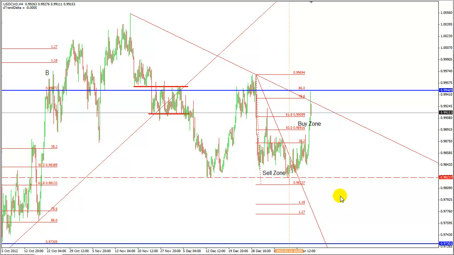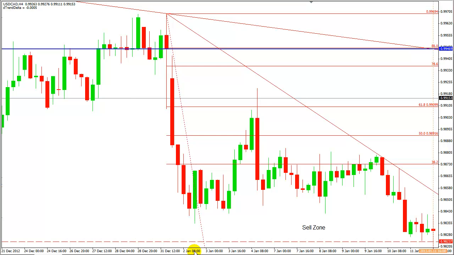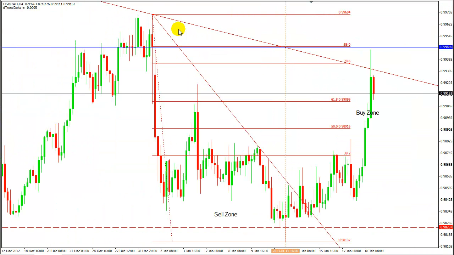But let's move to the here and now, because what we did talk about was we had this downtrend line. And what we did say was if you break above this downtrend line, you're moving into the buy zone. And potentially what's it going to do? It's going to move to the main downtrend line, this point of reference. And that's exactly what it did.